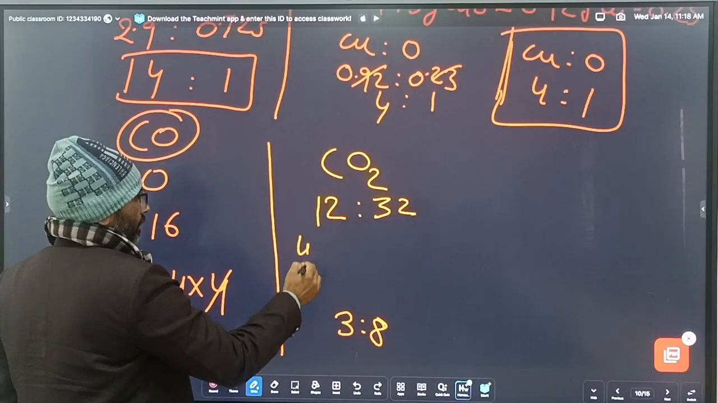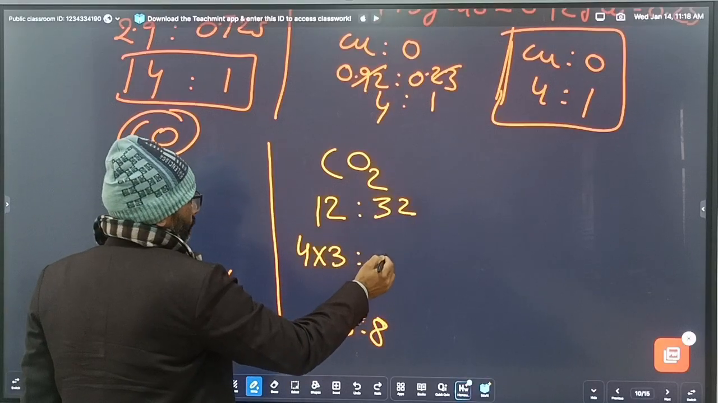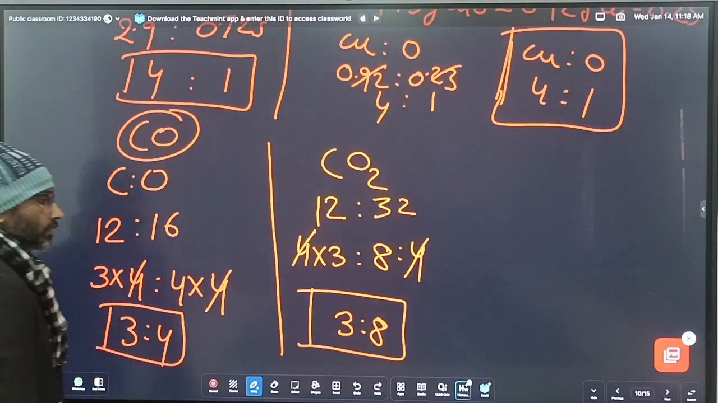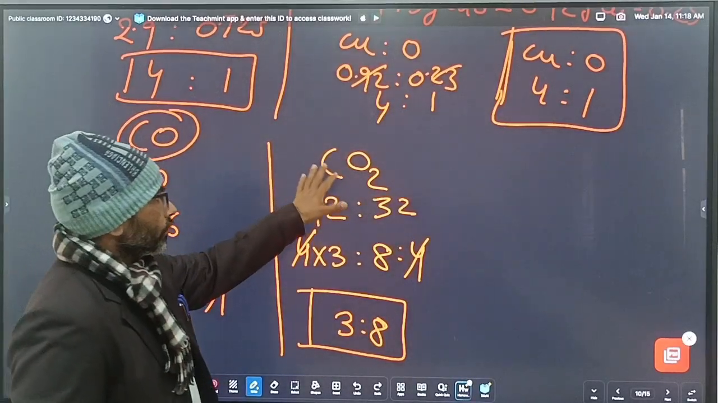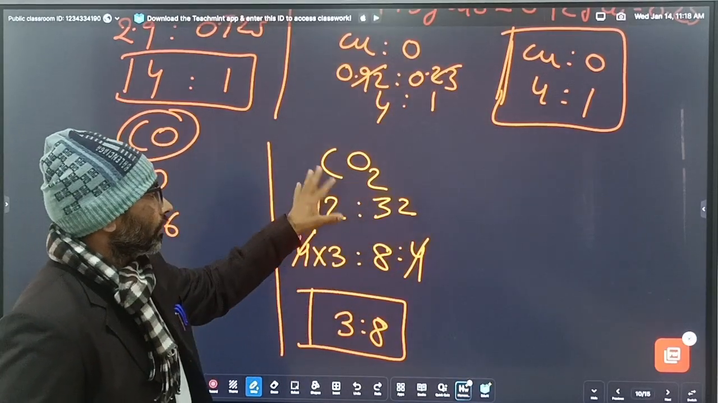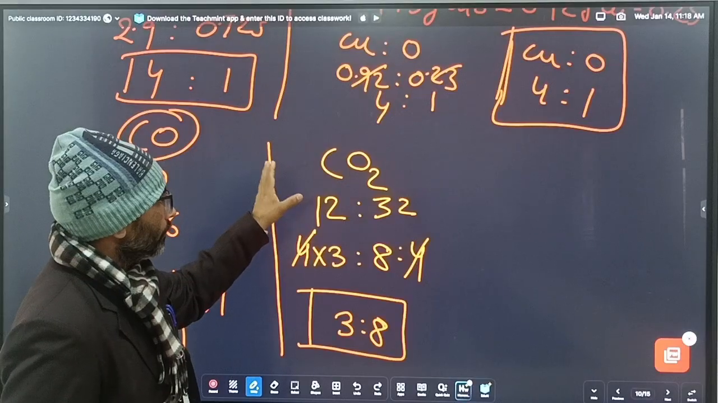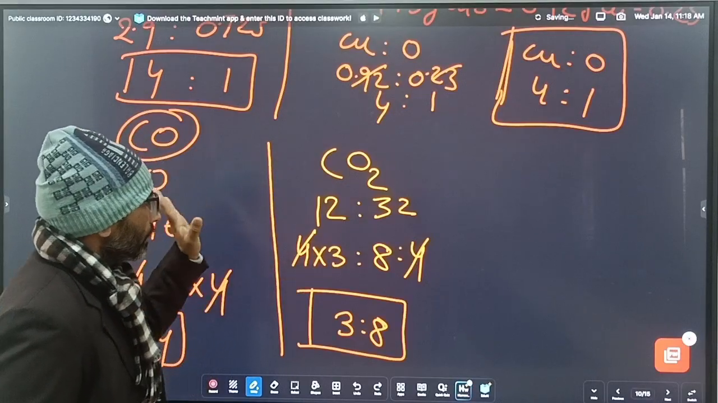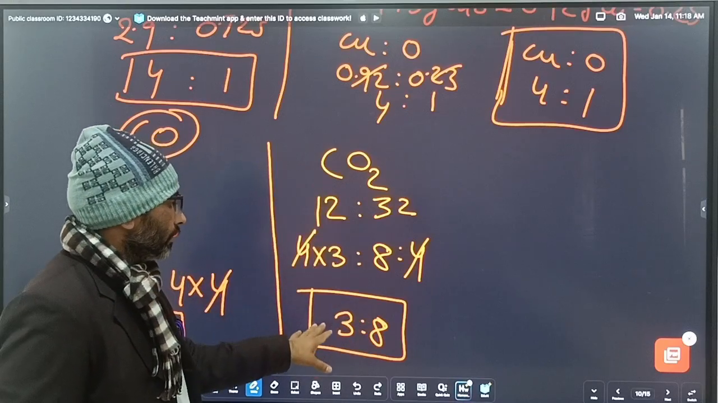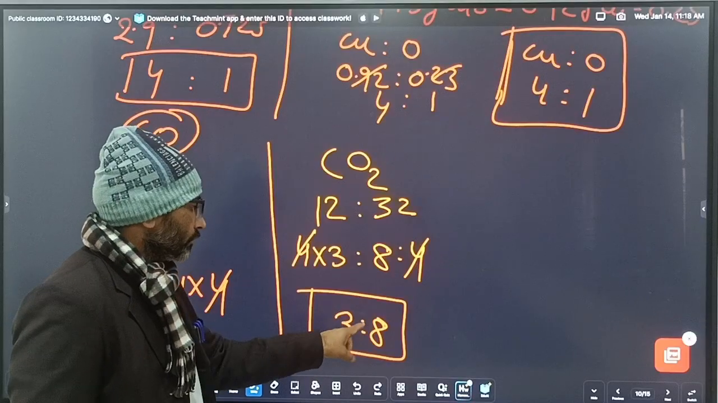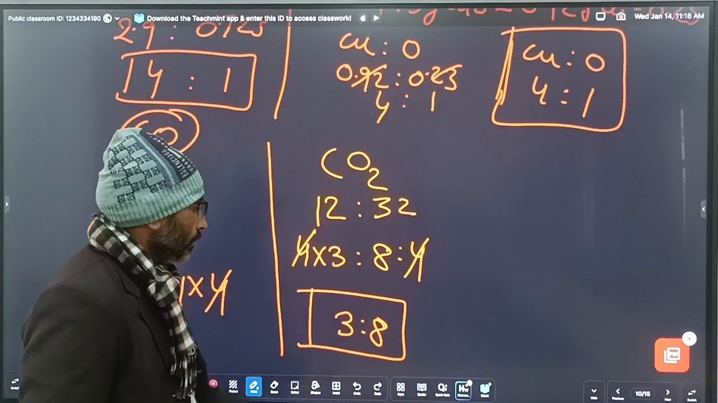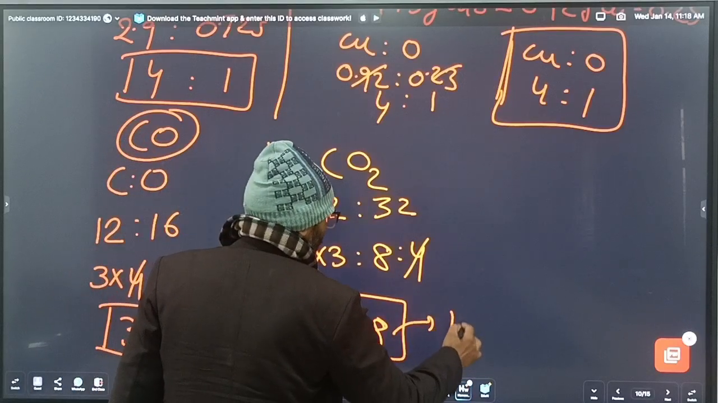So we can simplify it, and now it comes out 3:8. Whatever the source of CO2, it may be a chemical change, a physical change, or any natural source, or any type of chemical reaction, the carbon and oxygen always combine in a fixed ratio of 3:8 by mass. It means 3 gram of carbon always combines with 8 gram of oxygen and it will give 11 gram of CO2.